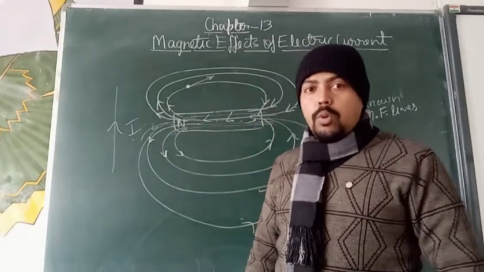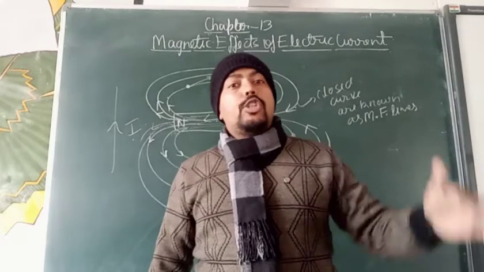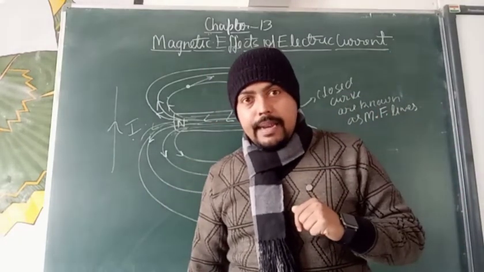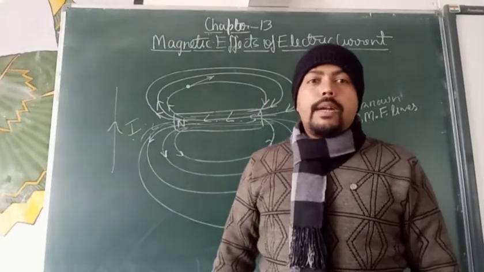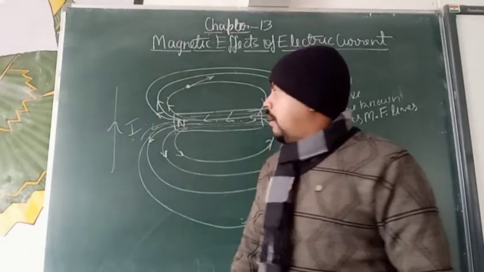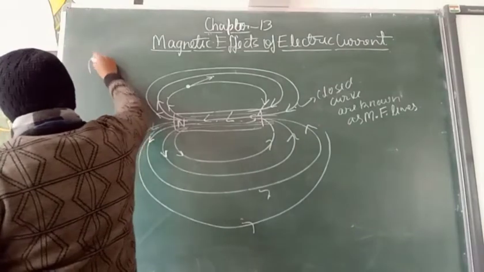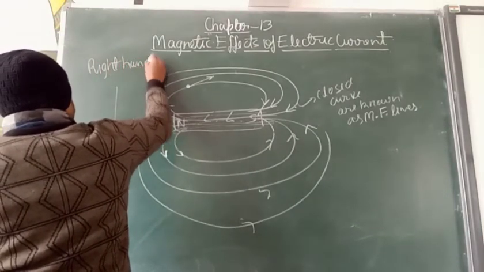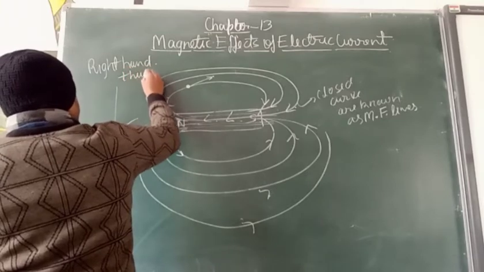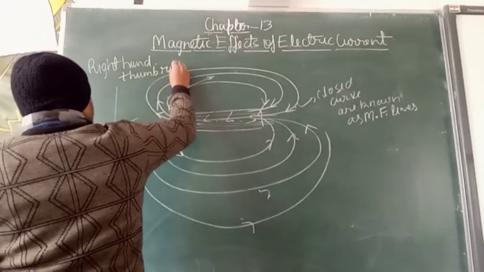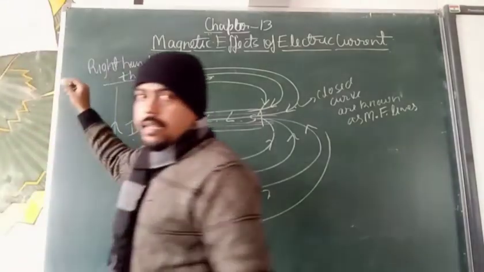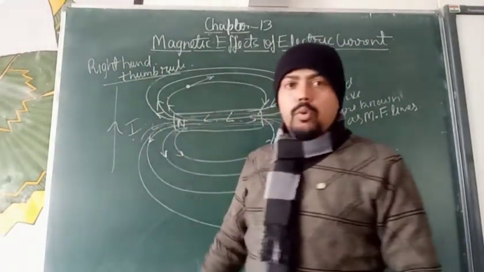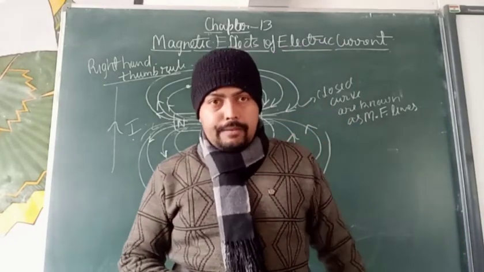So there are some rules for how we calculate the direction of magnetic field lines. One rule which is very important to determine the direction is the right hand thumb rule. For any wire which is in the form of a straight line, we can apply the right hand thumb rule to calculate the direction of the magnetic field.